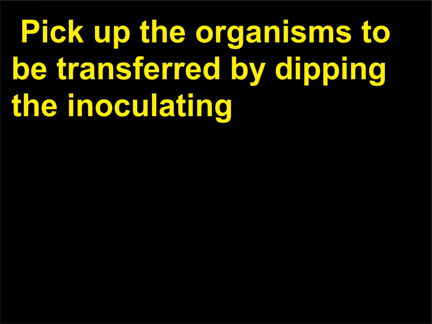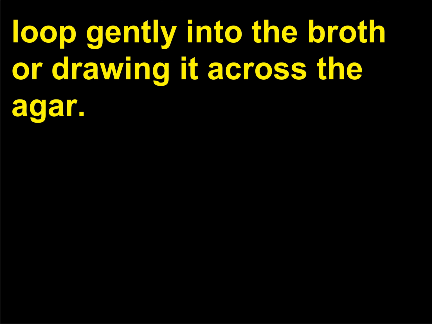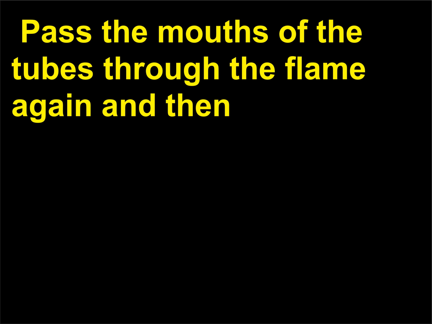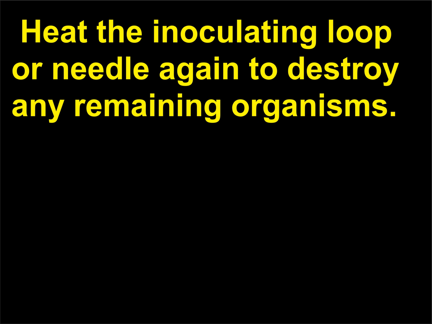Pick up the organisms to be transferred by dipping the inoculating loop or needle into the liquid culture or touching the growth lightly. Transfer the culture to a new test tube by dipping the loop gently into the broth or drawing it across the agar. Pass the mouths of the tubes through the flame again and then reinsert the cotton plugs to prevent the entrance of other microbes. Heat the inoculating loop or needle again to destroy any remaining organisms.